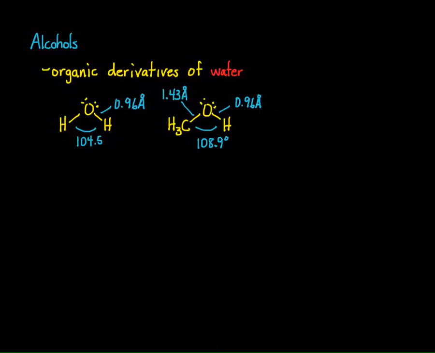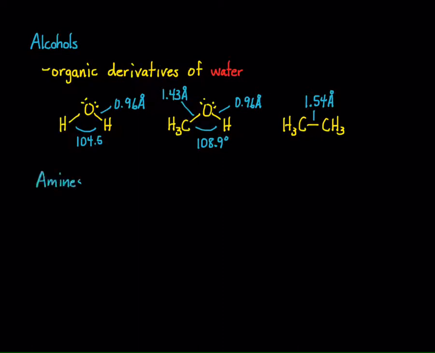Now, how does this compare to a carbon-carbon bond? Well, if we look at the structure of ethane, we can see that the carbon-carbon bond length is 1.54 angstroms. So a carbon-oxygen bond length is a little bit smaller. We would expect it to be a little bit smaller because the oxygen is more electronegative, so it's going to pull in the electrons a little bit tighter, and therefore the bond length gets shorter. So that makes sense to us relative to what we've already seen before.